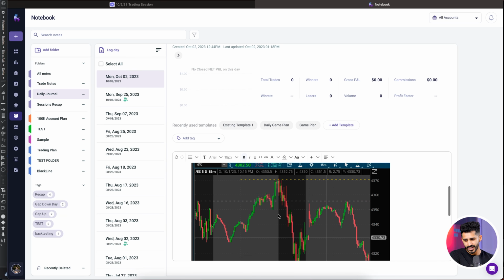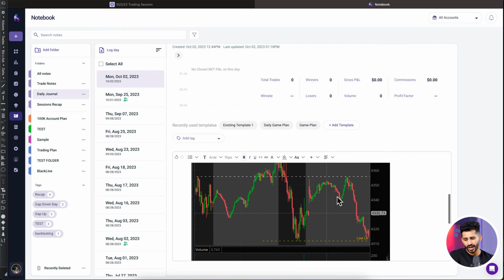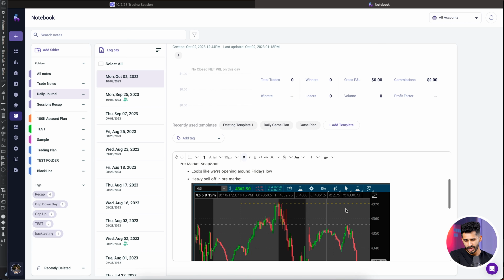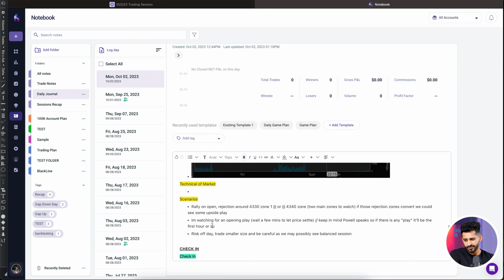I also like to take a screenshot of how the session looks before it opens, just so I can see how it looked before it opened and how it looked after the session closed. So I take my notes on it. Looks like we're opening around Friday's lows, heavy sell off in pre-market. And then I have my scenarios.